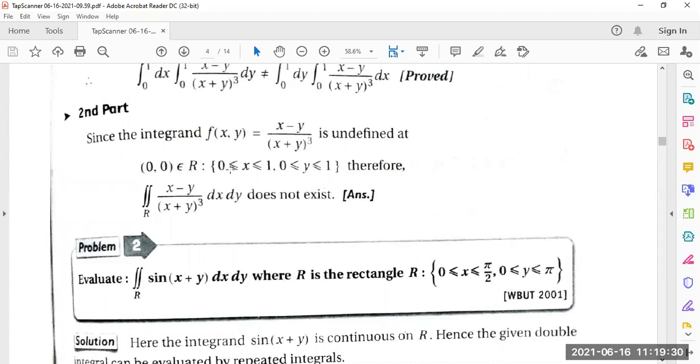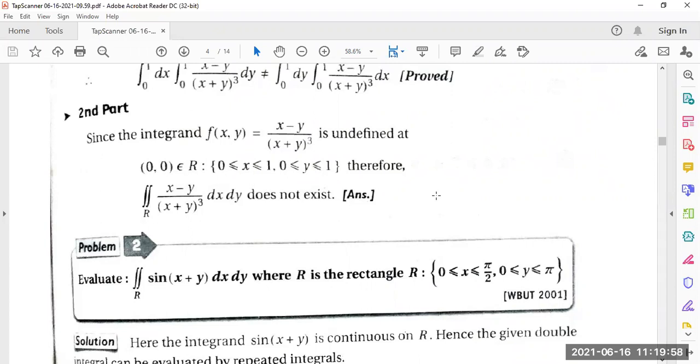Here, look at here, x may be 0, lowest value of x 0, lowest value of y 0. So 0, 0 belongs to R. But this integral is also defined in this R. But when x 0, y 0, then it is undefined. So this integral does not exist. Is it clear? Tell me whether it is clear or not.